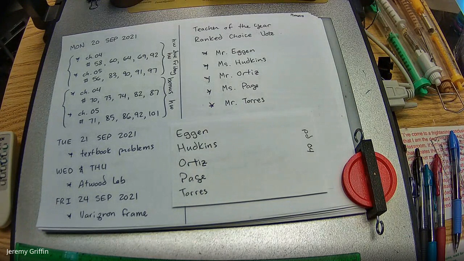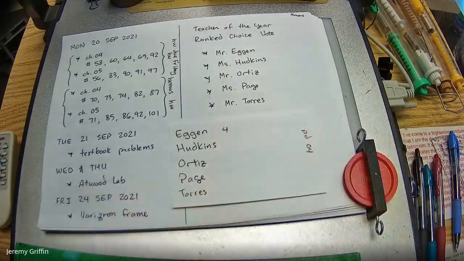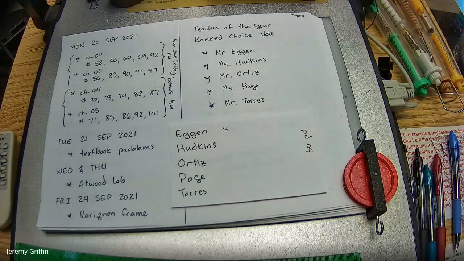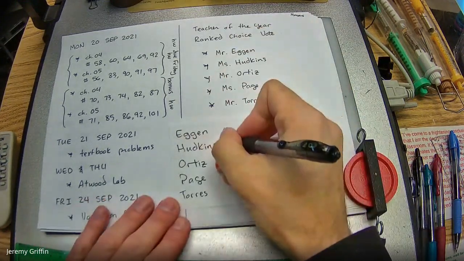Right. Who's voting for Mr. Egan? We got 1, 2, 3, 4. So I got 4 votes for Egan. Who's voting for Miss Hutkins? We got 1, 2. Okay, so 2 votes for Miss Hutkins.